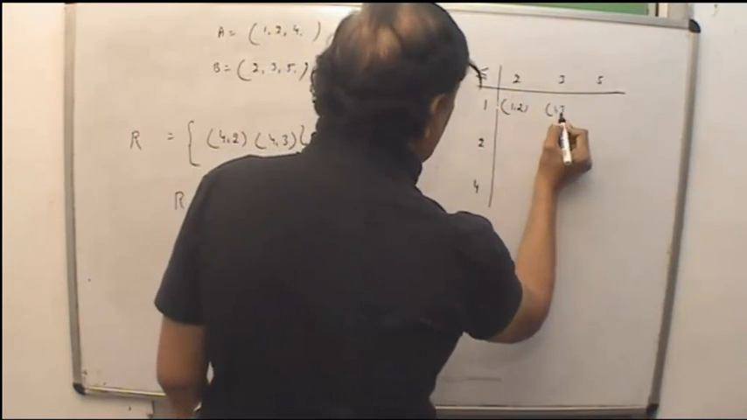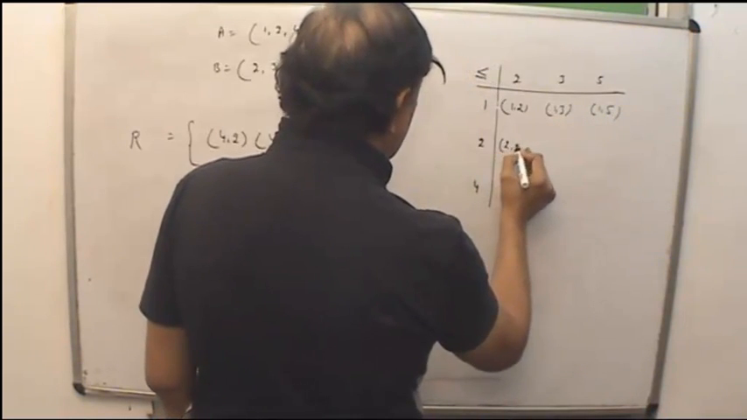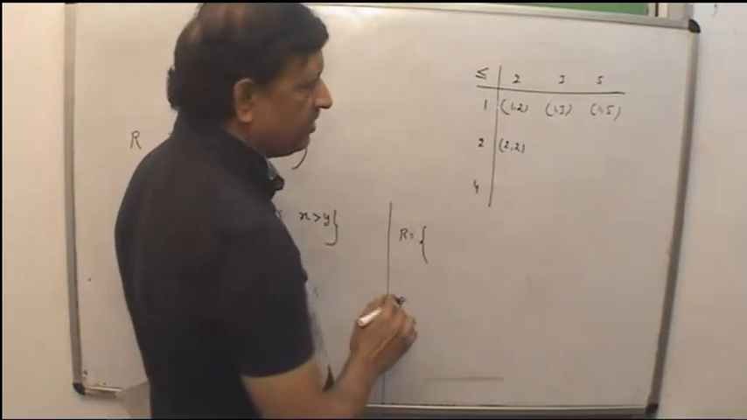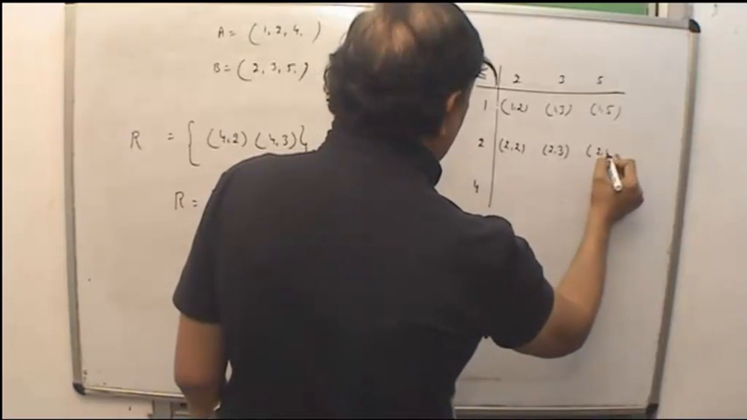(1, 3) we can consider. (1, 5) can be considered. (2, 2) can be considered because the equal to sign exists. (2, 3) yes, exists. (2, 5) also exists.